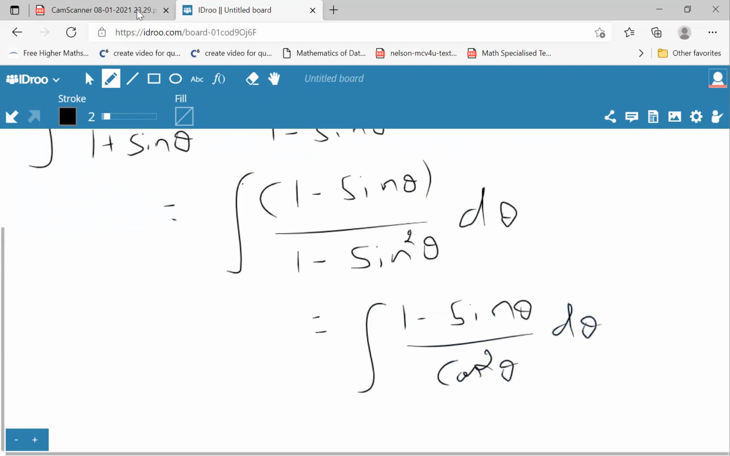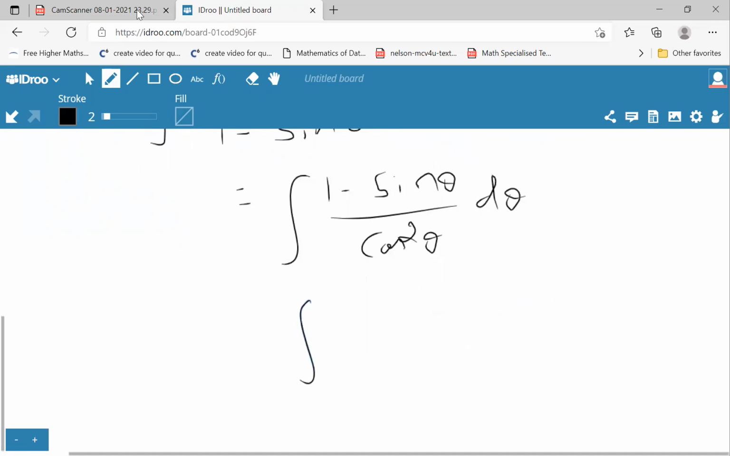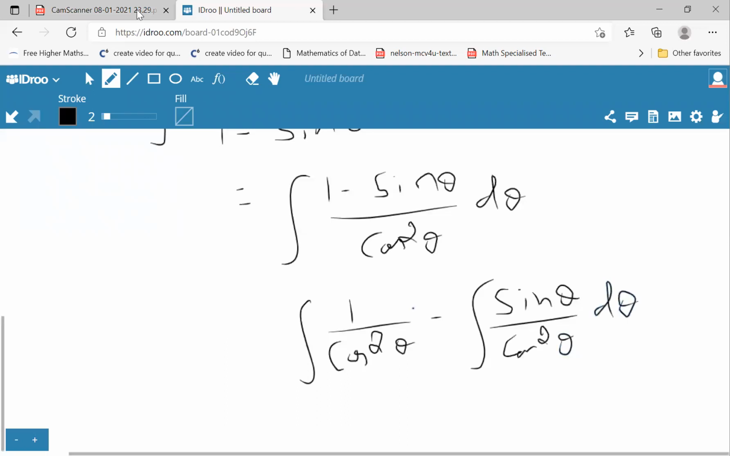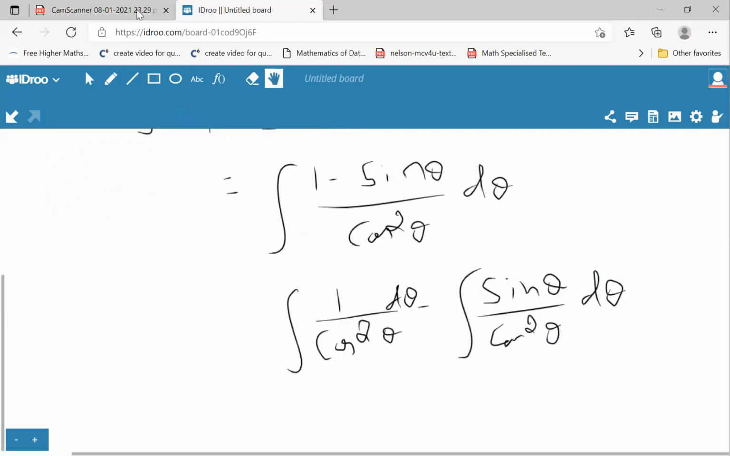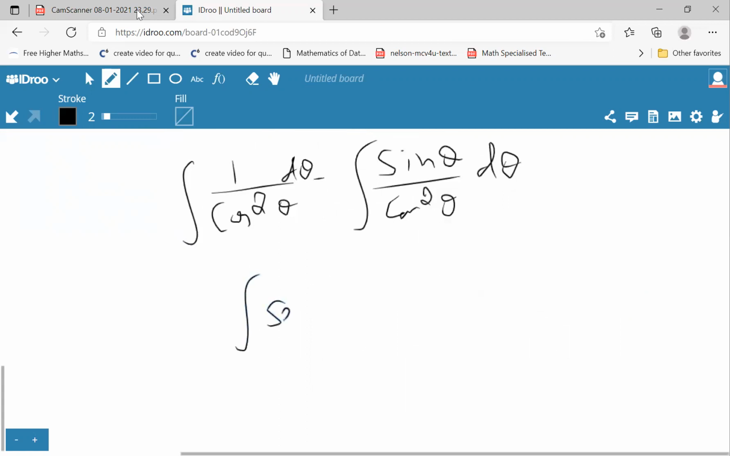Now let me separate and write this. So that would give you integration of 1 by cos squared theta minus integration of sin theta by cos squared theta d theta. So 1 by cos squared theta, you know, is nothing but secant squared theta. So this is now going to be secant squared theta d theta minus sin theta by cos squared theta, which can be written as secant theta tan theta, because sin theta by cos theta will be tan theta and 1 by cos theta will be secant theta. So we can write this as secant theta tan theta d theta.